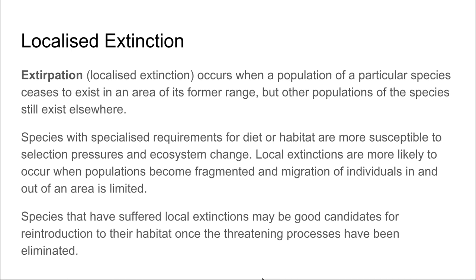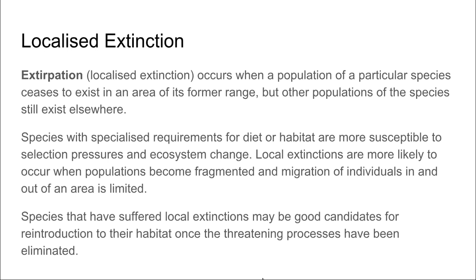When we talk about localized extinction, we can also refer to it as extirpation, and this occurs when a population of a particular species no longer exists in an area which it used to formerly live. However, there are populations of the species that exist elsewhere, just not in that same area. These species with specialized requirements for diet or habitat are more susceptible to selection pressures and any ecosystem changes. These local extinctions are more likely to occur when the populations become fragmented and the migration of individuals in and out of an area is limited.